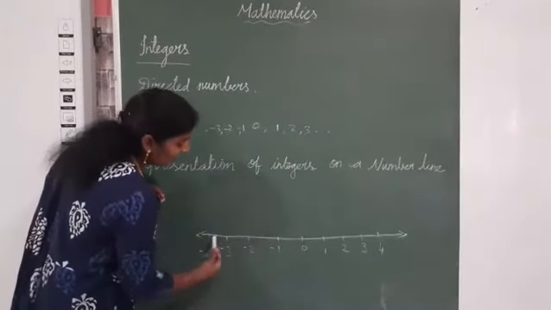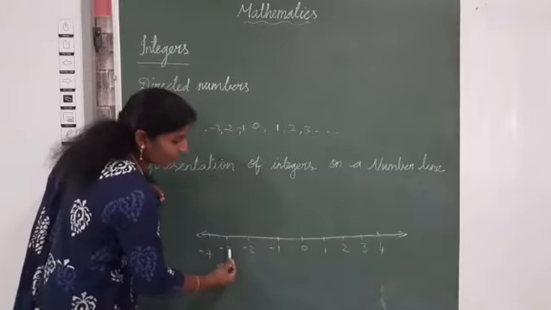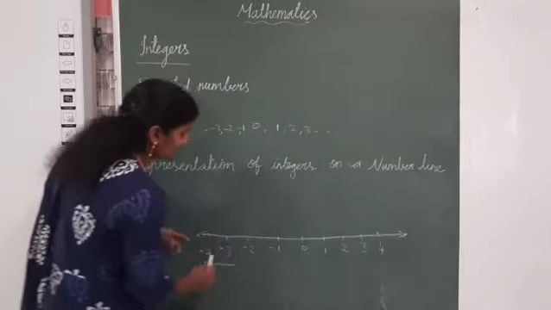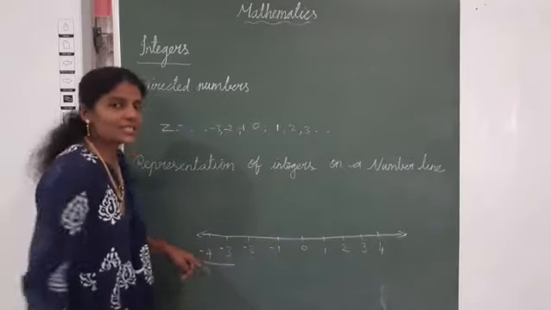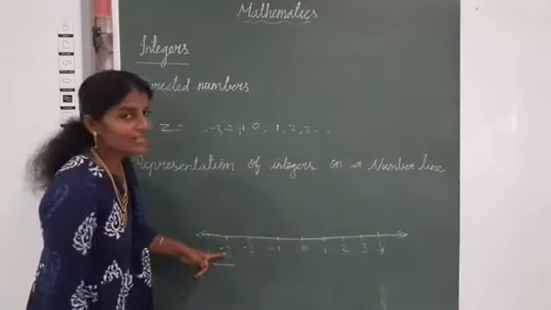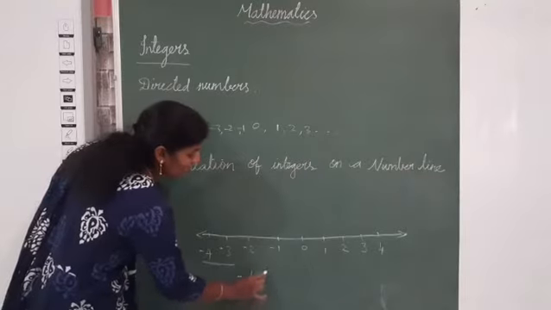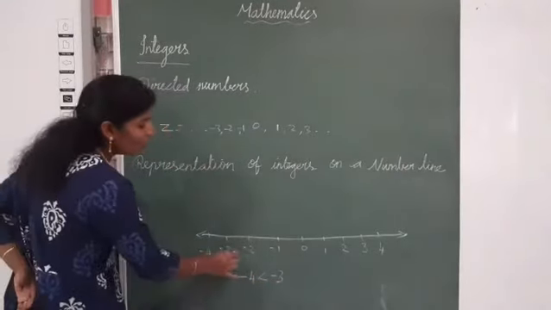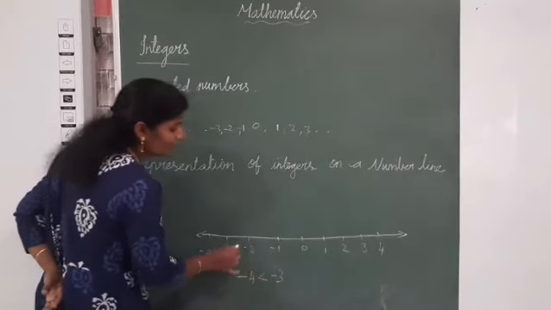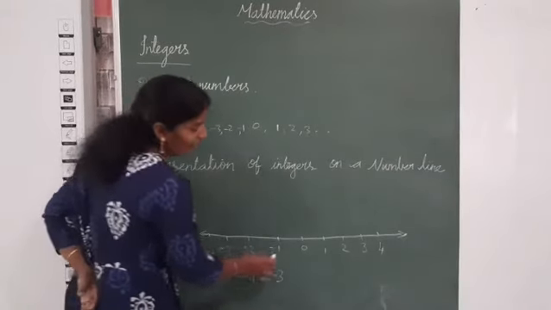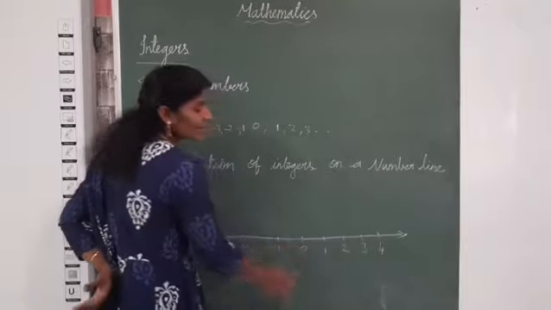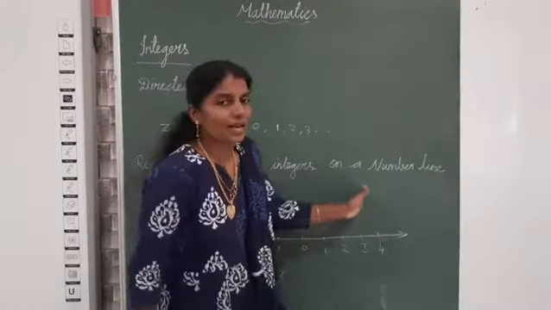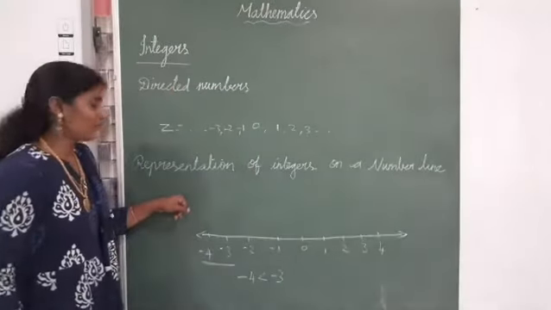Now here, on the right side, minus 4, minus 3. Now we can compare. Increasing to the right means minus 4, minus 3. Which is the greatest number? Minus 3. Minus 4 is less than minus 3. So minus 3, minus 2, minus 1. Minus 2 is greater. Minus 1, 0, 0 is greater. 0 and 1, 1 is greater. So, increasing to the right and decreasing to the left side.